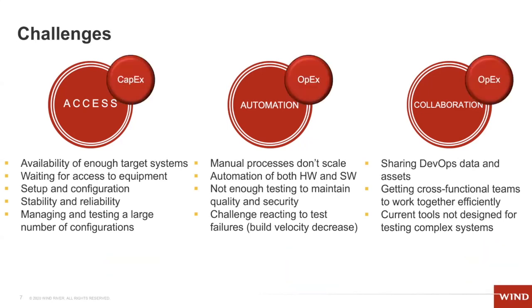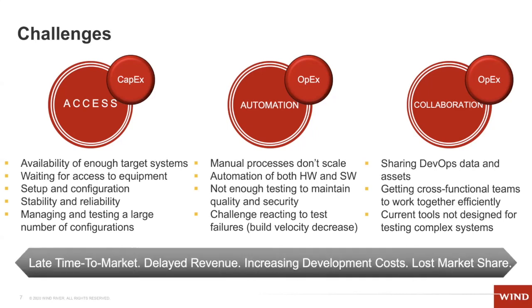The hits, of course, are, at least on the access side, you've got to pay a lot of money to buy your equipment. So that's a CapEx hit. But slowing down or not being able to embrace better automation and better collaboration is a hit to your operating expenses. So there are consequences to not being able to do this: delayed time to market, which delays your revenue, increased development costs, lost market share, or perhaps the loss of a market. So there are good reasons to overcome these. And again, DevOps really is possible for embedded development.